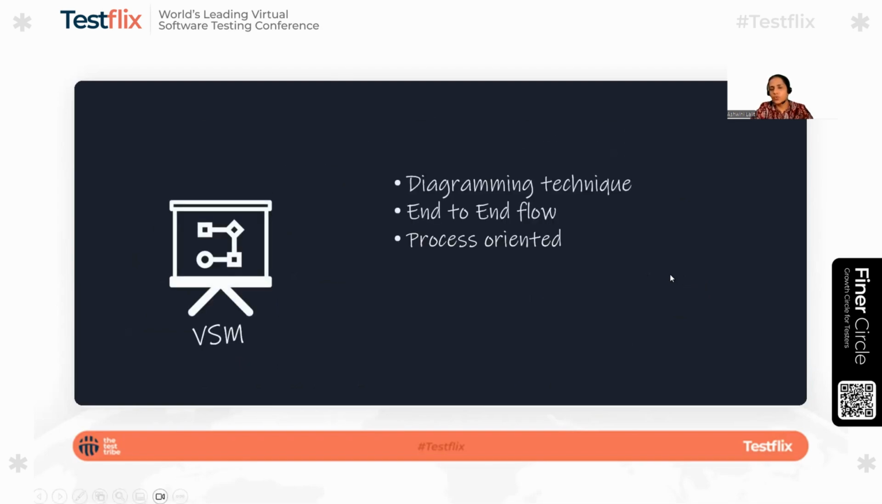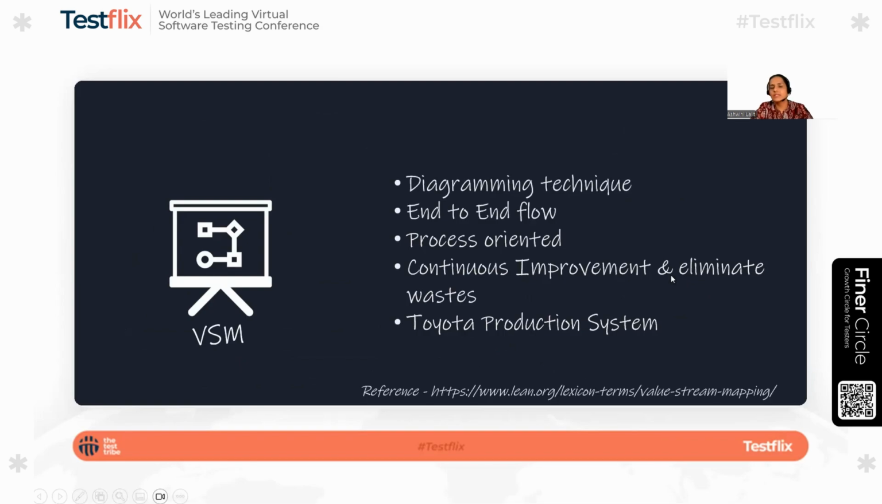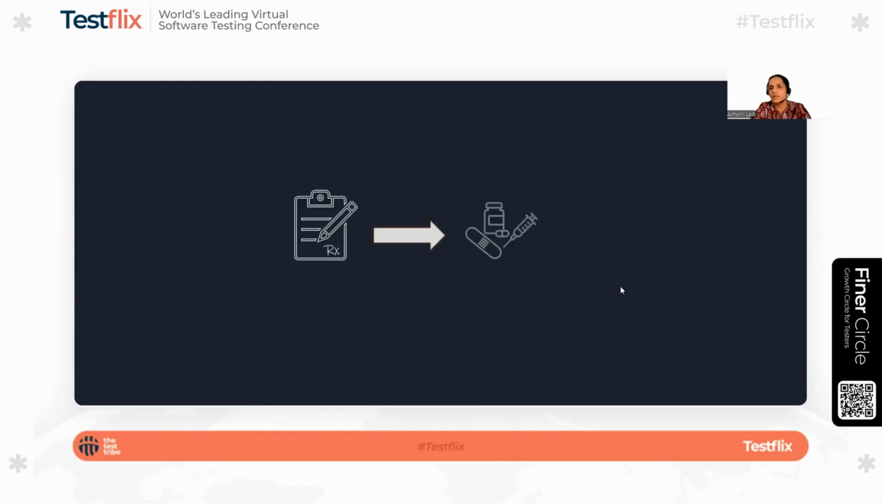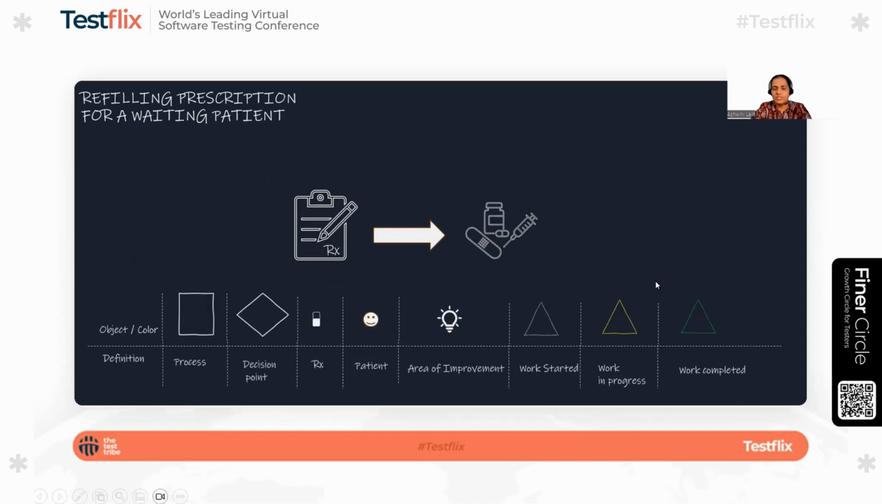For those of you who are new to VSM, it's a very simple diagramming technique that helps us visualize end-to-end flow. It uses certain symbols that help us look into the process steps and eliminate waste to develop a continuous improvement. So let's take an example of refilling prescription for a waiting patient. We'll use certain symbols like a process step indicated by a rectangle, patient indicated by a smiley, and a prescription indicated by a pill.